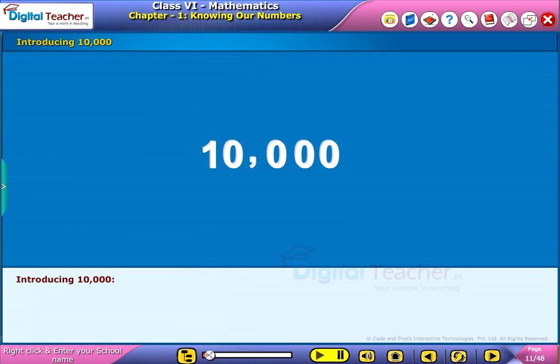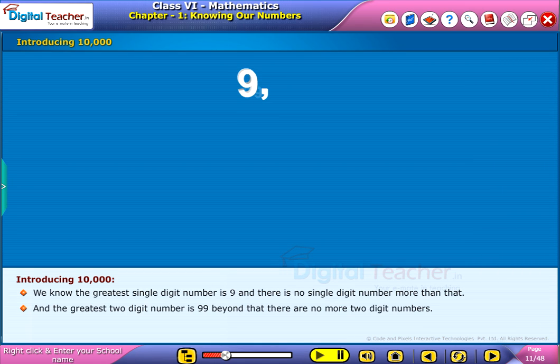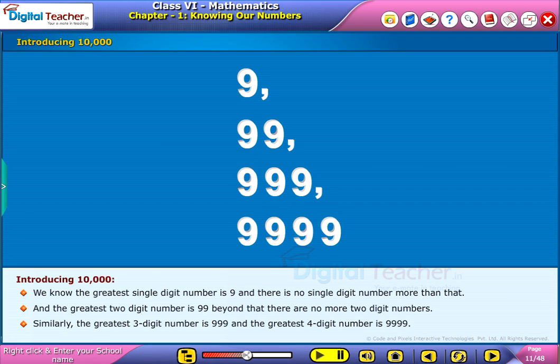Introducing 10,000. We know the greatest single-digit number is 9, and there is no single-digit number more than that. And the greatest two-digit number is 99. Beyond that, there are no more two-digit numbers. Similarly, the greatest three-digit number is 999, and the greatest four-digit number is 9999.